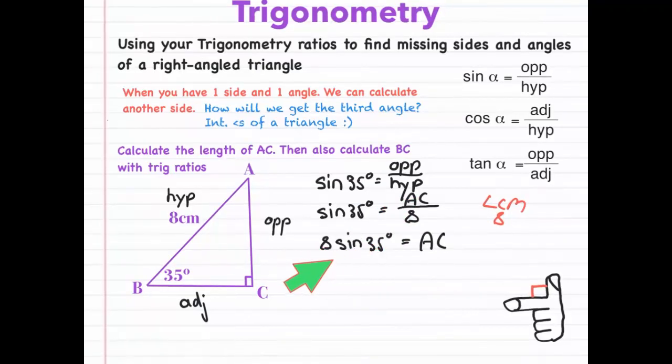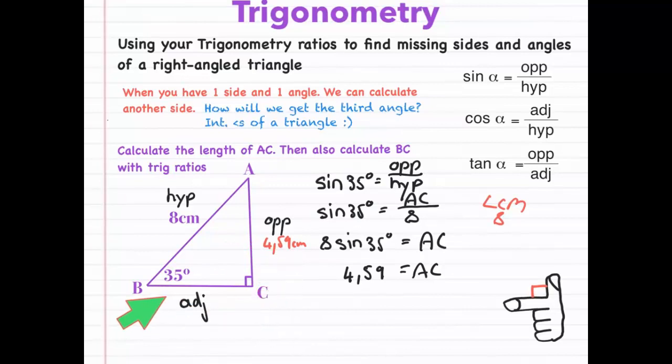So basically I just say 8 times the sine of 35 degrees, close the bracket off, and you will see that we get an answer of, and let's round it off to 2 decimals, 4,59 equals AC. So it will be basically 4,59 centimeters, and we can fill that in here. So that will be 4,59 centimeters, and there we go.